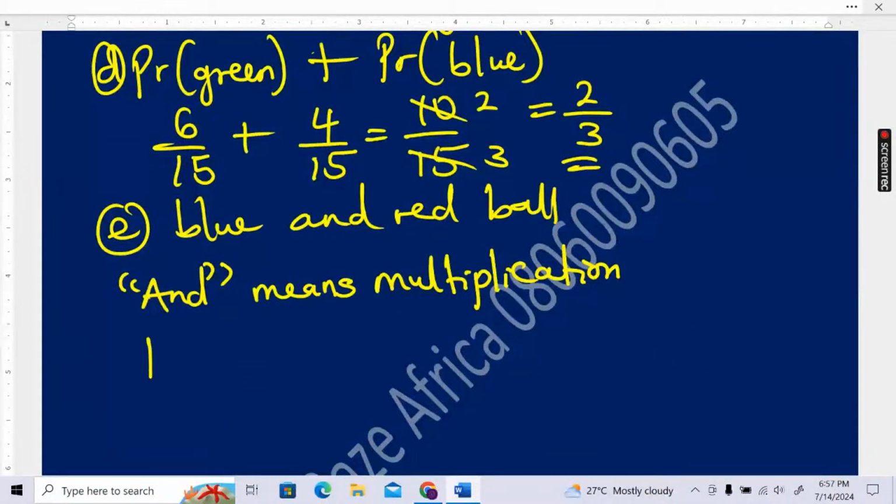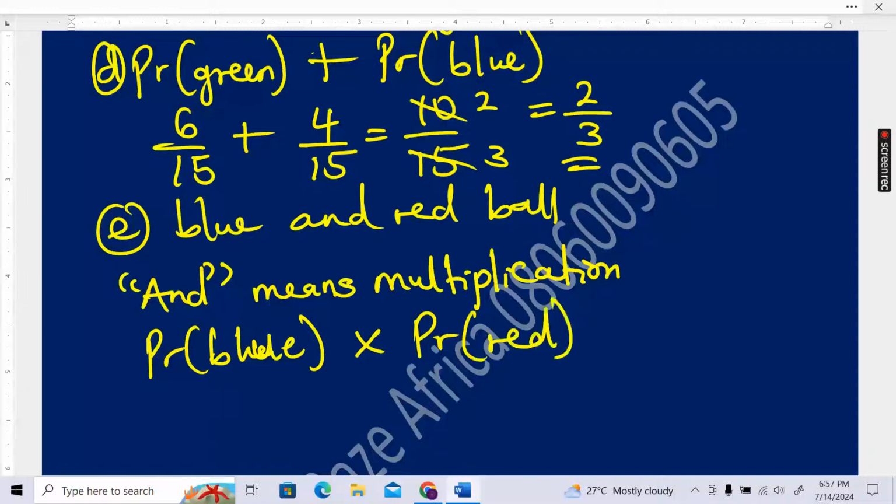So that will be probability of blue times, because and means multiplication, times probability of red. So blue ball, we have 4 over 15, times the red ball, we have 5 over 15.